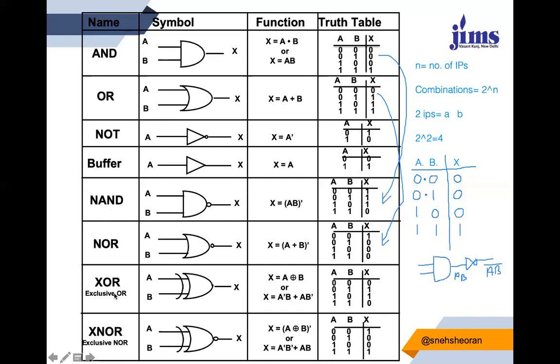Now coming to the two exclusive gates, you have XOR and XNOR. So the symbol of XOR you can see here, there's a difference between this and obviously the OR gate. The function of XOR, you write A XOR B.